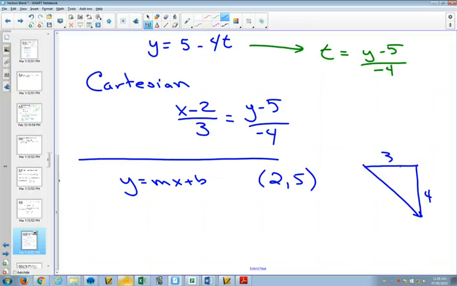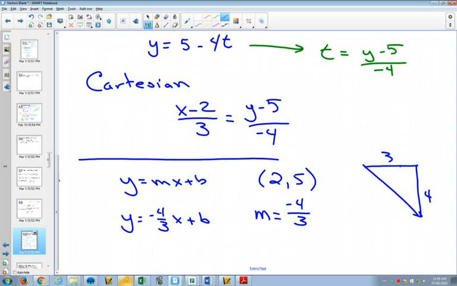Well, that tells us a slope. We know that our slope, rise over run, we're going down 4 over 3. It would have a negative slope, and your slope would be -4/3. So as far as your equation of a line goes, you know that the slope is -4/3.